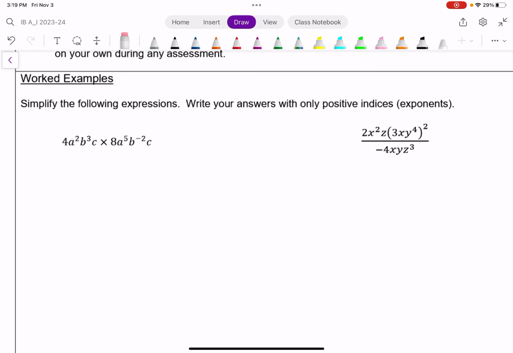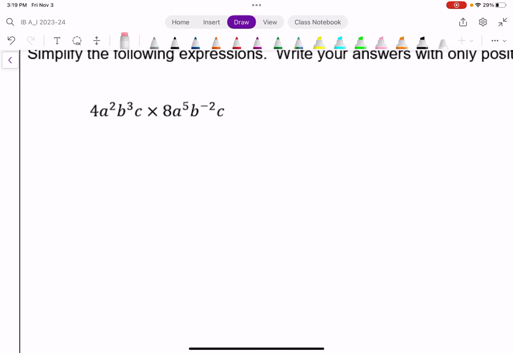I want my answers to have only positive indices, or positive exponents in this case only. So if we look right here, I have 4a squared b cubed times c times 8a to the power 5 b to the negative 2 times c. And it should be fairly quick. I essentially have a whole bunch of multiplication here, and I can multiply factors in any order. So I'm going to go 4 times 8 first, which is 32.